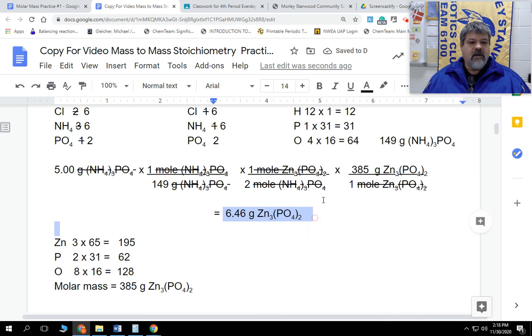All we have to do at this point is highlight the answer and say, there's our answer for this problem, for problem number 5. Great job.